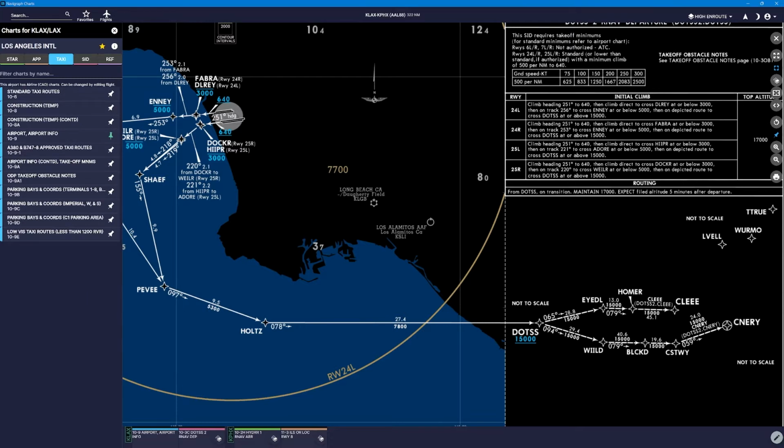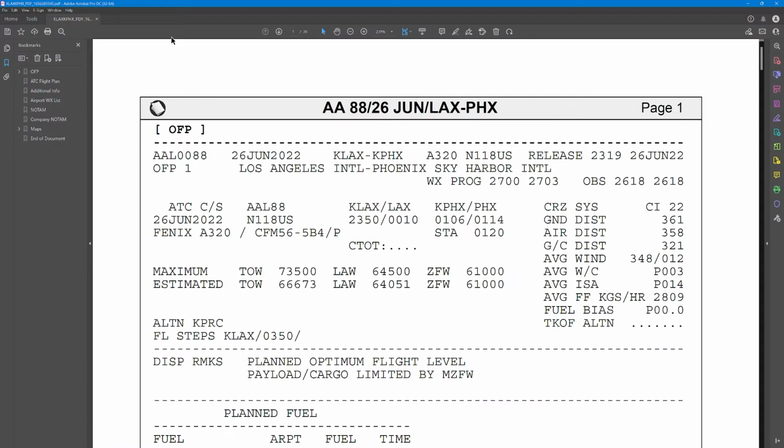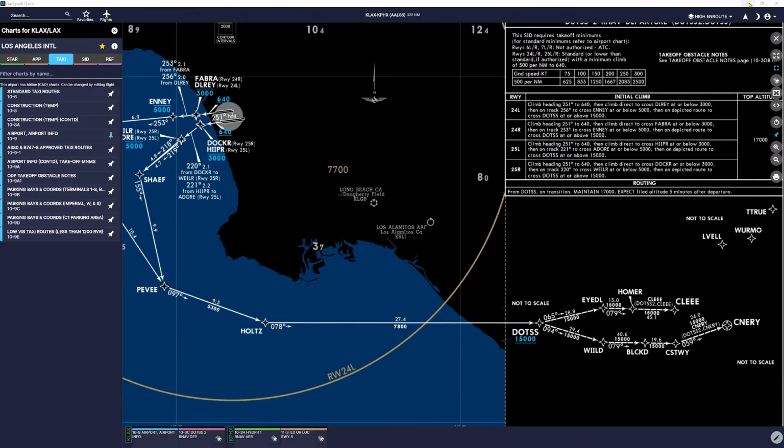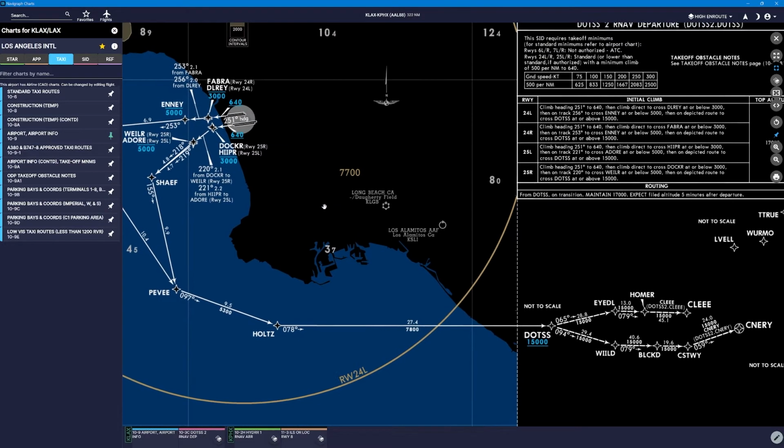Well, what is the filed altitude? So you need to know that as well. So let's see. The filed altitude is right here. Okay. 35,000. So you would expect 35,000 from air traffic control 5 minutes after departure. Once you get those instructions, then you would climb to 35,000 feet. But let me explain the departure in a little bit easier here.